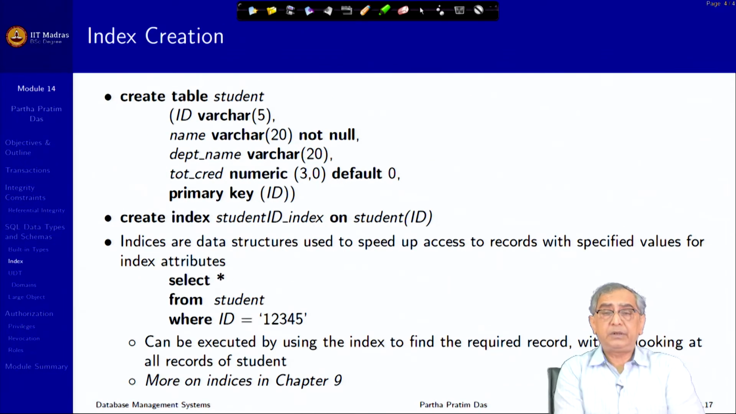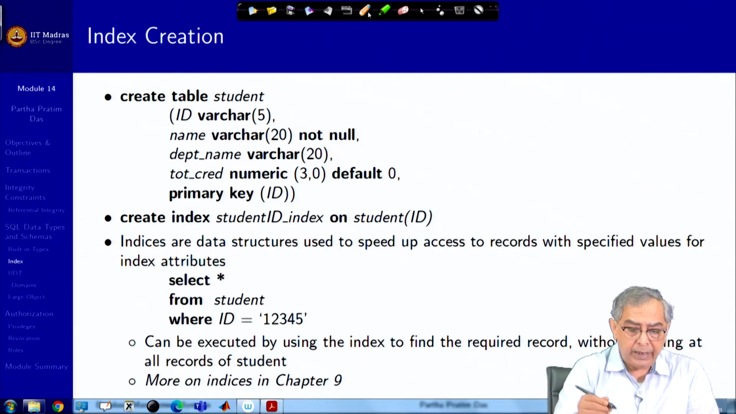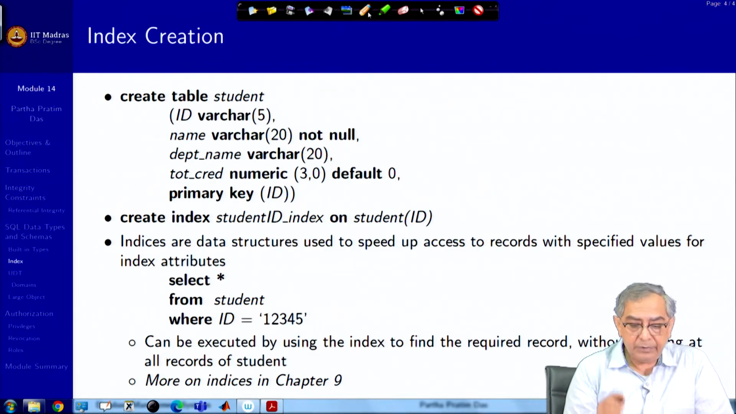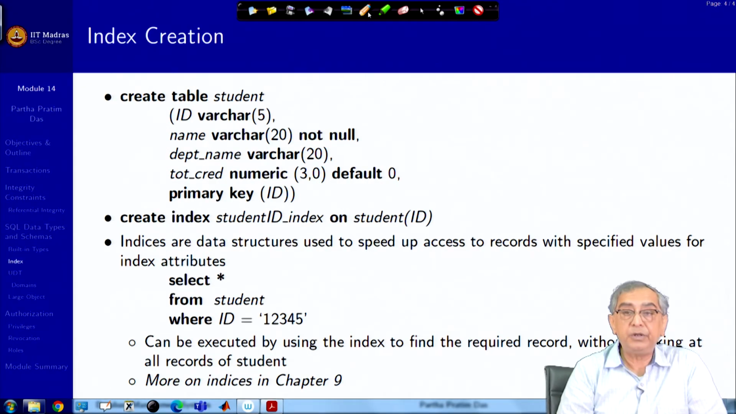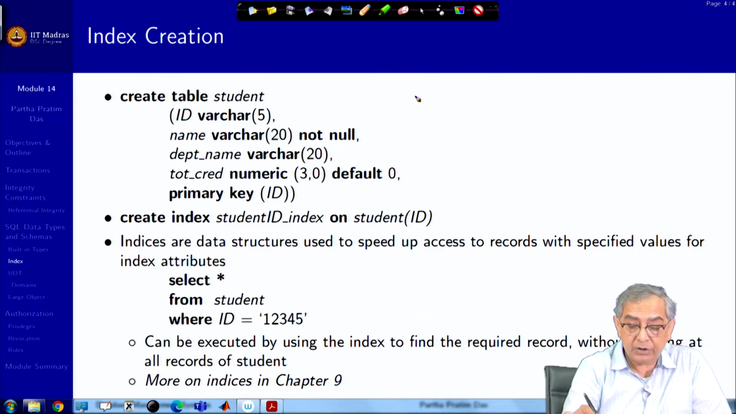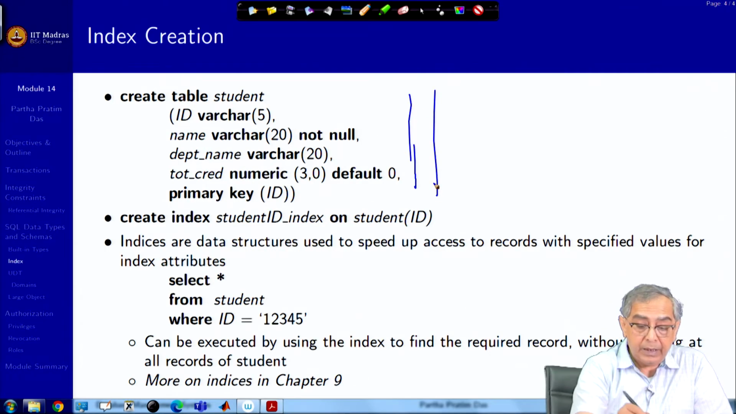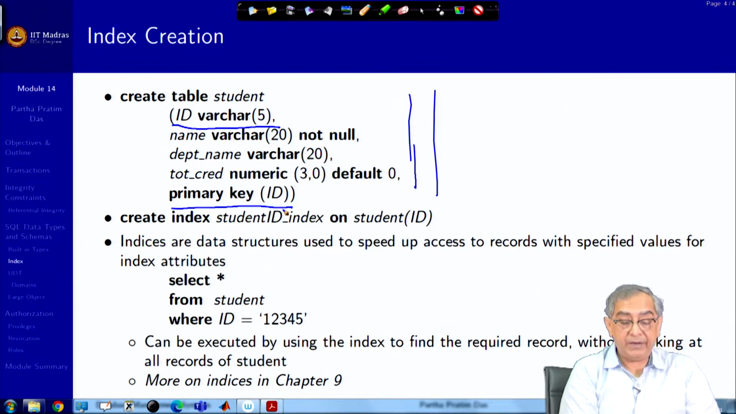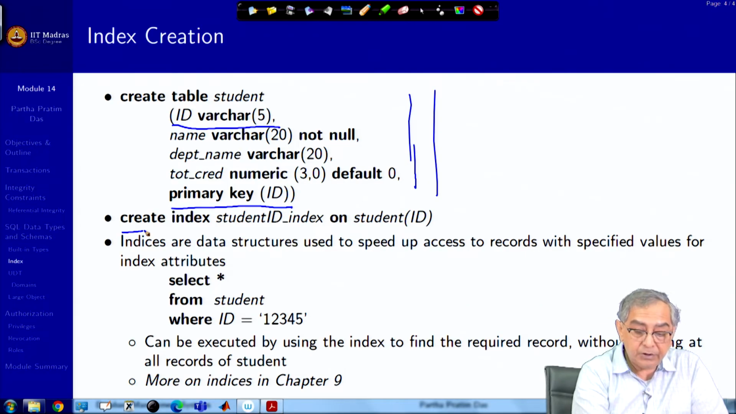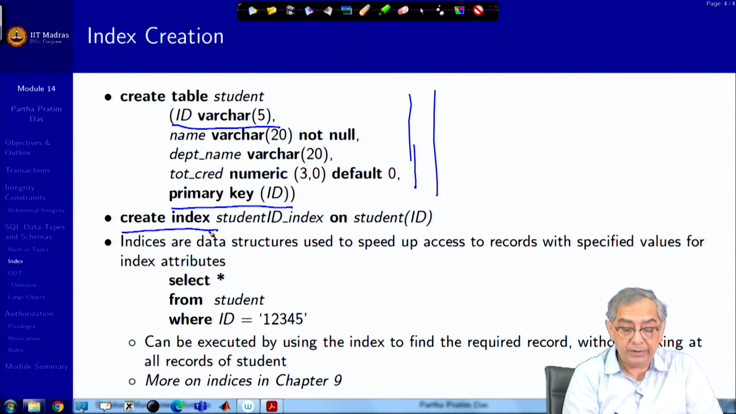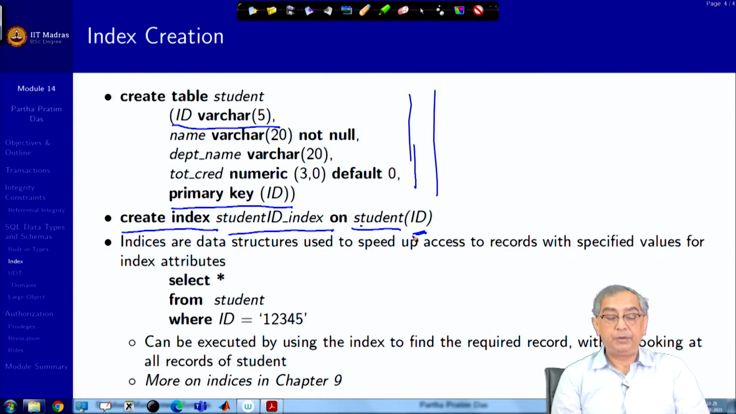Another very important type of data that you have to create is called an index. Index is a very deep concept and we will come to that, but just to introduce it to you: here is a students table where you have ID, varchar 5, as a primary key. So that is a unique key. In that condition it is possible to create an index, and that is the way to do it. Give it a name: create ID index on the student table using the attribute ID.